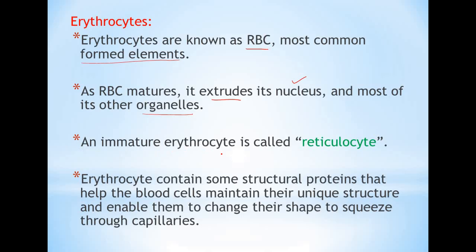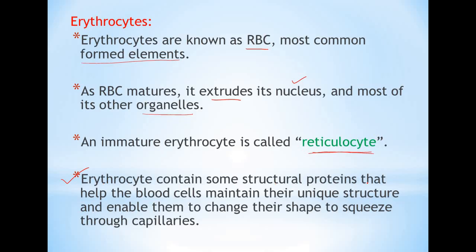An immature erythrocyte is called a reticulocyte. When RBC is formed, it is immature and contains a nucleus. When it becomes mature, it expels or degenerates its nucleus. That immature erythrocyte is called a reticulocyte.